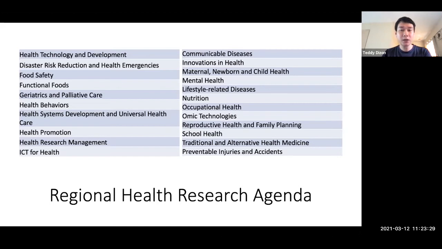And then the third set of our poll, Sir Raymond. So next, for the third set, we have nutrition, occupational health, omic technology, reproductive health, school health, traditional alternative health medicine, and preventable injuries, accidents. Hopefully, everyone can provide their voices by casting their vote. So actually, mukha na itong practice of our right to suffrage para sa election yata.